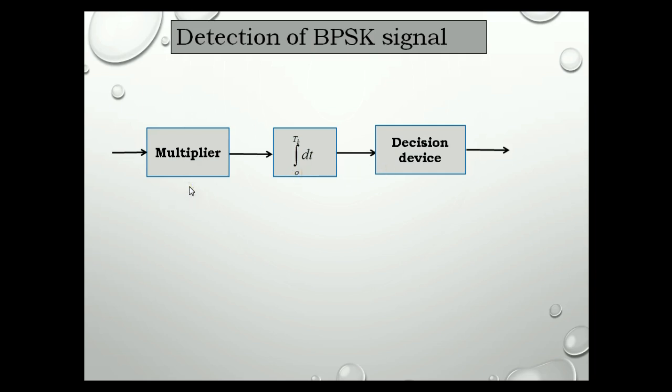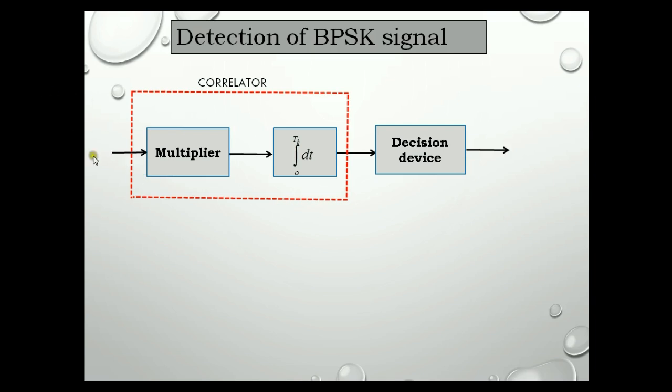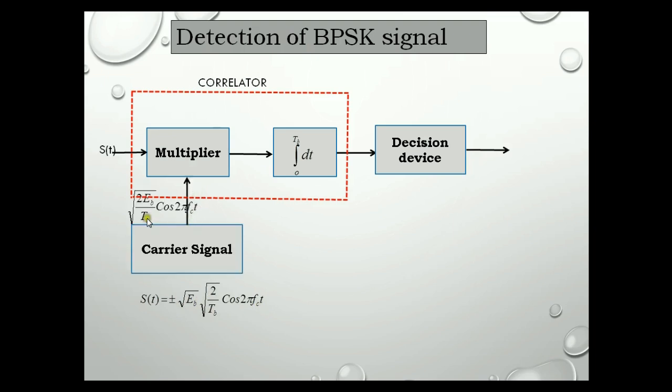So the multiplier and the integrator together will be called a correlator. The received BPSK signal is applied to the multiplier. We know the received BPSK signal will be plus or minus square root of 2EB by TB cos 2 pi FCT. The other input to the multiplier will be the carrier signal, which is equal to square root of 2EB divided by TB cos 2 pi FCT.